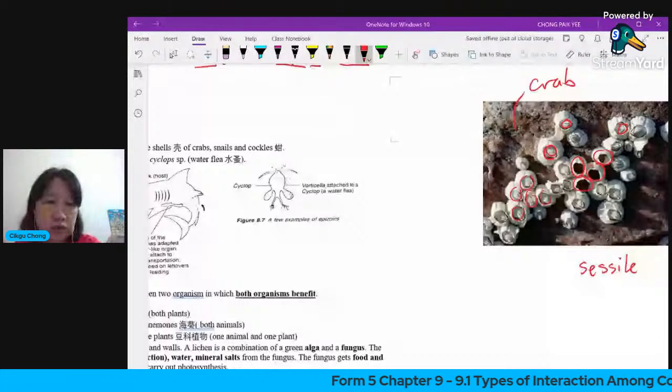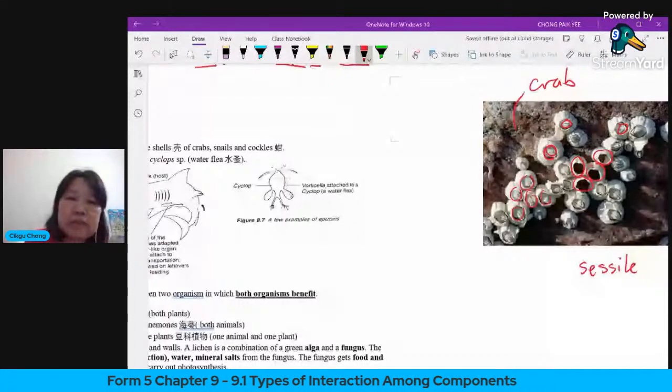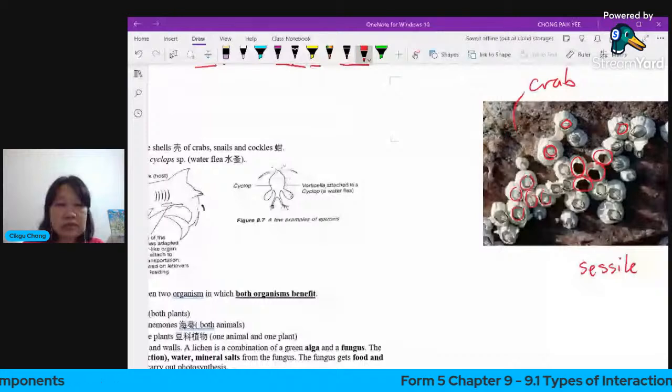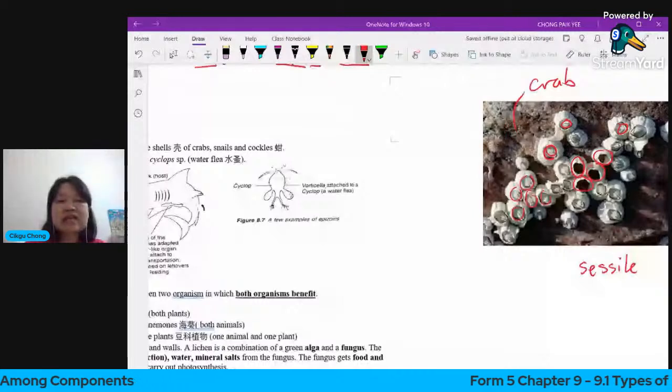Okay, so if you want to remember, just remember your remora fish. This is an easy example for commensalism. Okay, right. Now, mutualism, these are two organisms where both organisms benefit. Okay, I help you, you help me. I rub your back, you rub my back. Okay, you help me, I help you. So like that. So this kind of examples, remember the two examples here.